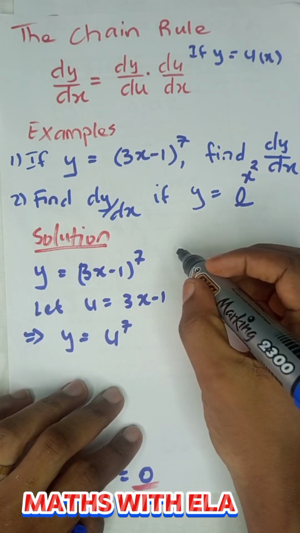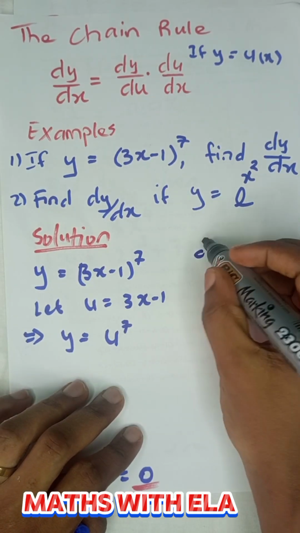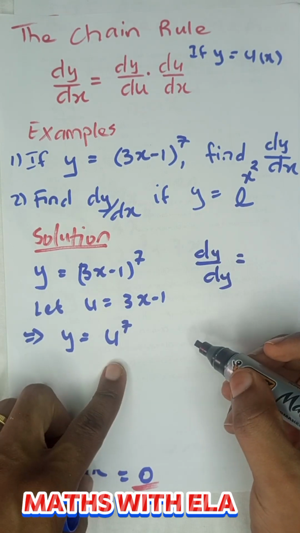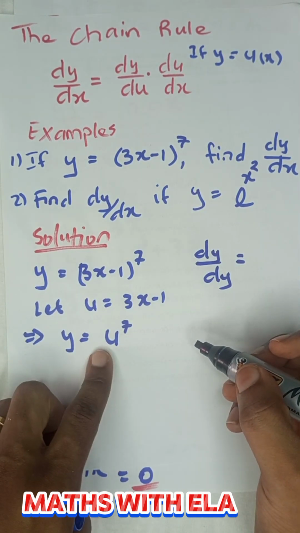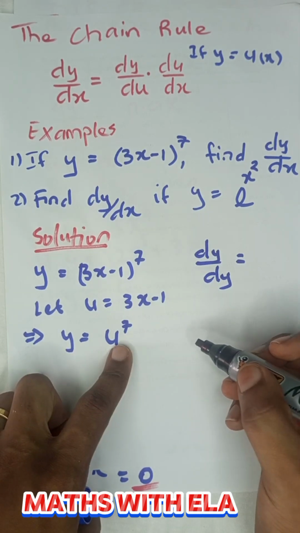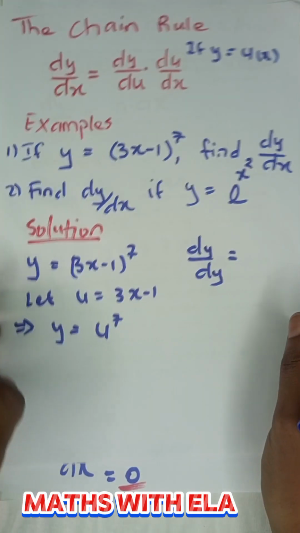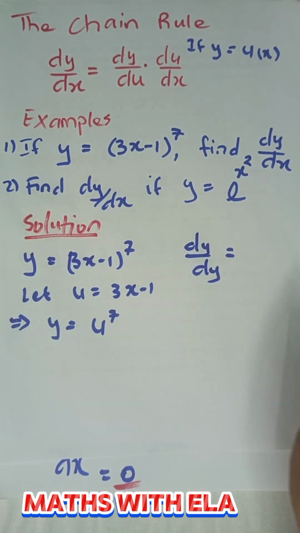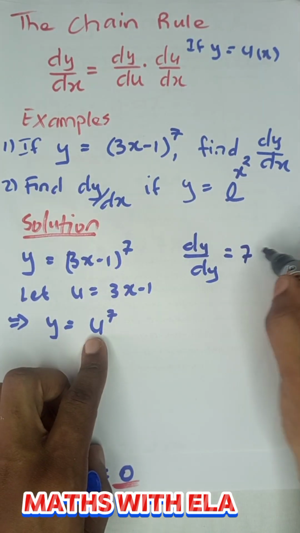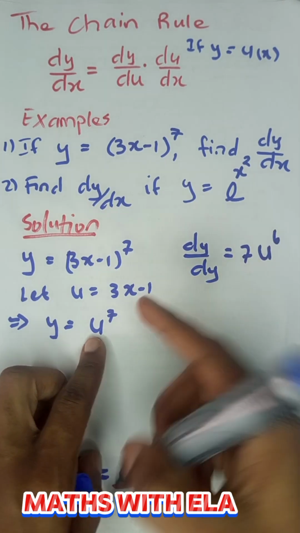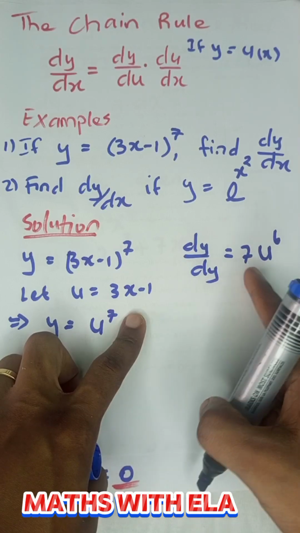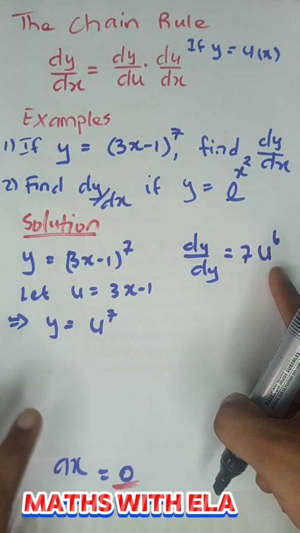So in this case, we need dy by du. This is y equal to u to the power 7. Differentiating y with respect to u, we apply the general method which we just saw, and that is going to give us 7u raised to the power 6. That is, you bring down the power and then you subtract 1 from the power. That gives us 7u raised to the power 6.